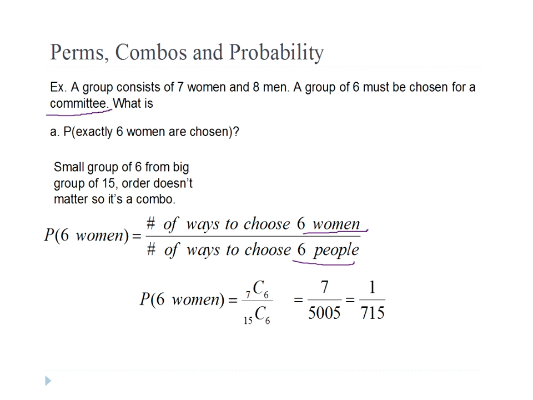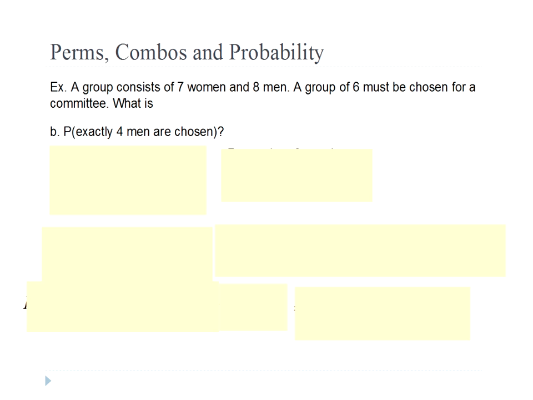I think this is the key here, to be able to write out how you get this equation. Physically write out, okay, what is success here? Success is picking 6 women. And what am I doing in total here? I'm picking 6 people.